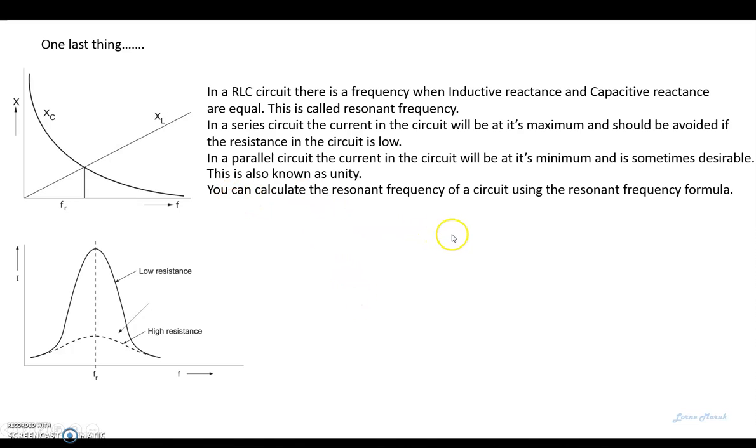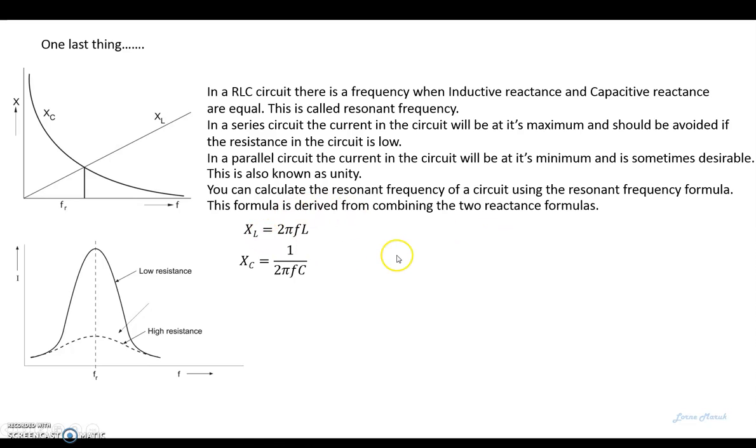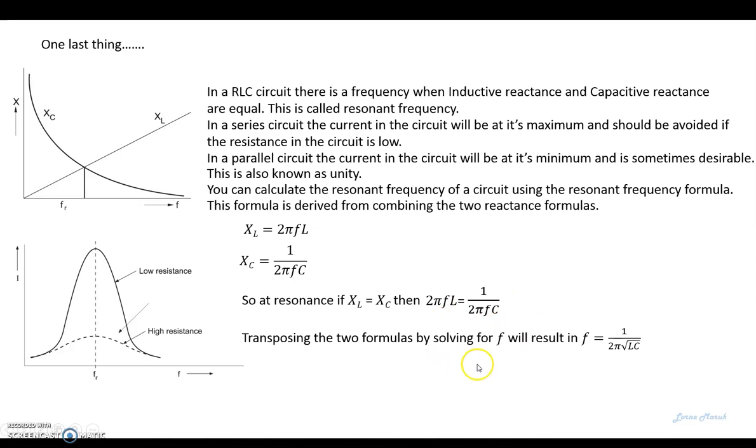You can calculate the resonant frequency of a circuit using the resonant frequency formula. And the formula is derived by combining two reactance formulas together. So at resonance, if XL equals XC, then 2 pi FL equals 1 over 2 pi FC. And through the magic of transposition, we can solve for F and come up with this fun guy.